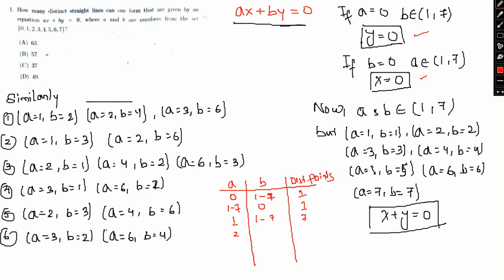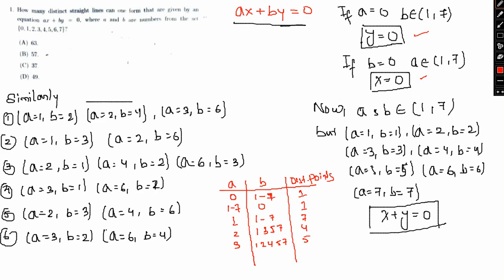A equal to 2, if I take, B can be 1, 3, 5 and 7, so 4. A can be 3. If I take 3, B can be 1, 2, 4, 5 and 7. So it will be another 5. These are all the value points that we have got, substituting values and excluding the similar equations in this regard.